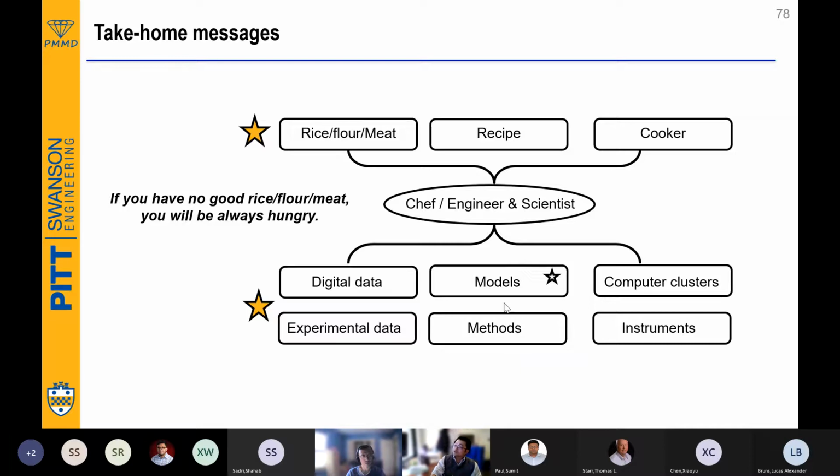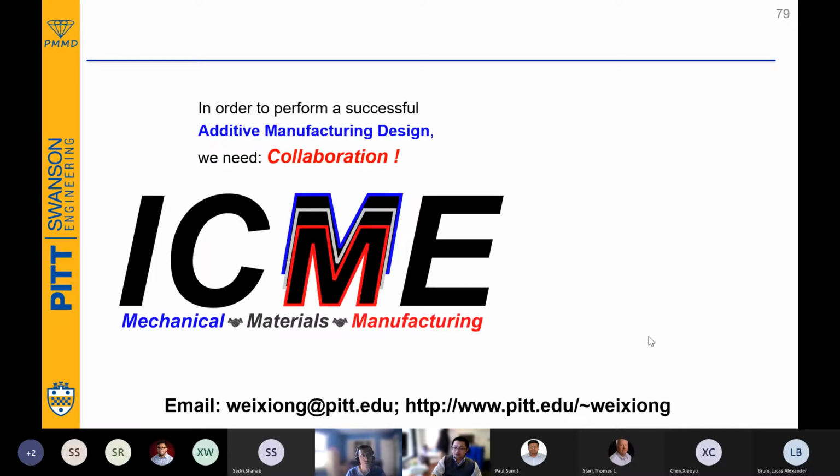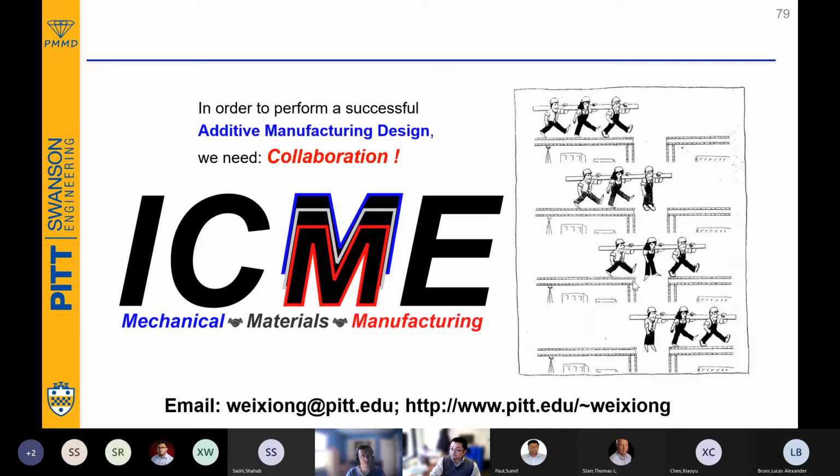Which models are useful for your design or for the discovery is different. And then cookers, right? So instruments and computational clusters. Nowadays, most of the time this is not a big problem for us. So collaboration requires not just materials. ICME in the original definition is integrated computational materials engineering. I would like to say M actually stands for mechanical, materials and manufacturing. So we need to work together with each other, cross the barriers and identify the knowledge gaps.